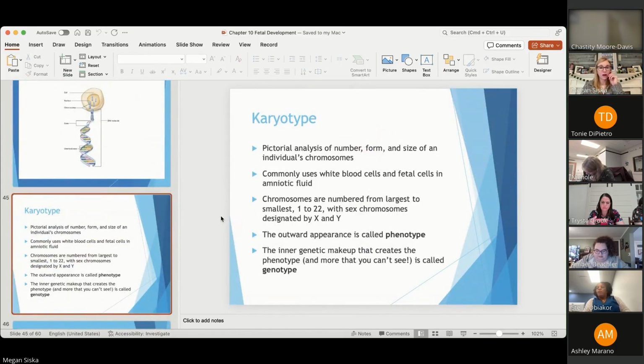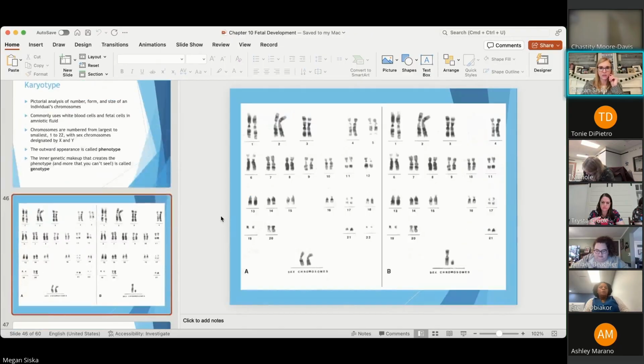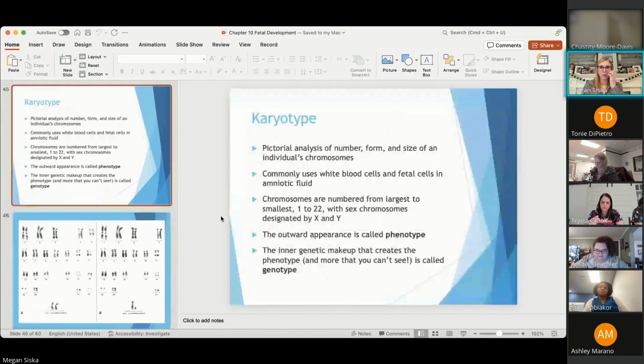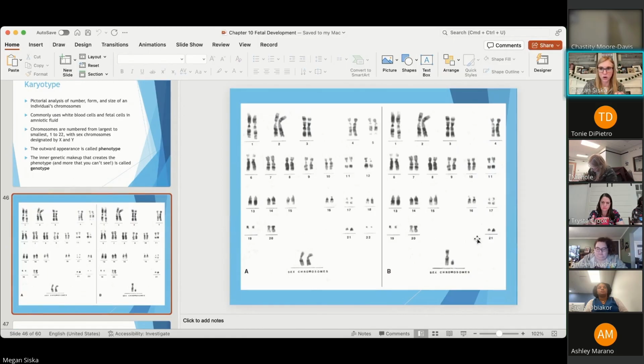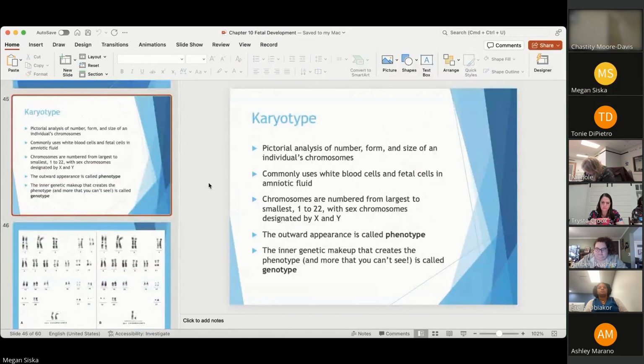A karyotype, you probably have seen, I think this is a karyotype, where they actually isolate your individual chromosomes. So it's just a way to visually look at them and to see how many you have, to count them. You can look at these, your sex chromosomes down here. So this is something that they would do, and they can isolate it.